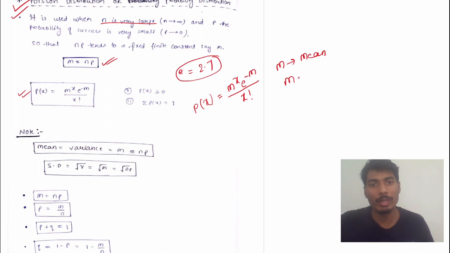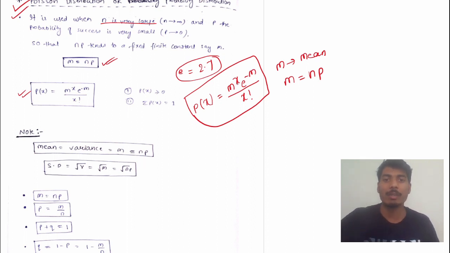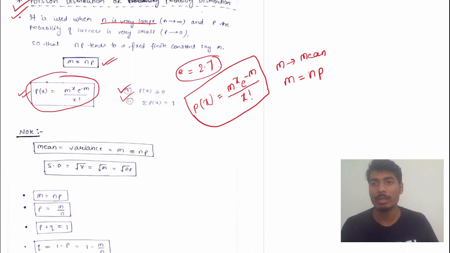And what is the formula of mean? M equal to np, where n is the number of trials and p is the probability of success. So for finding Poisson distribution, first we have to find m, the mean. If we find the mean, then we can easily put its value in this formula and get the answers. For this there are conditions: P of x is greater than or equal to 0, and the second condition is the summation of P(x) equal to 1. We have to remember this formula, P(x) equal to m^x e^(-m) by x factorial. If you know this formula properly, you can easily solve problems based on Poisson distribution.